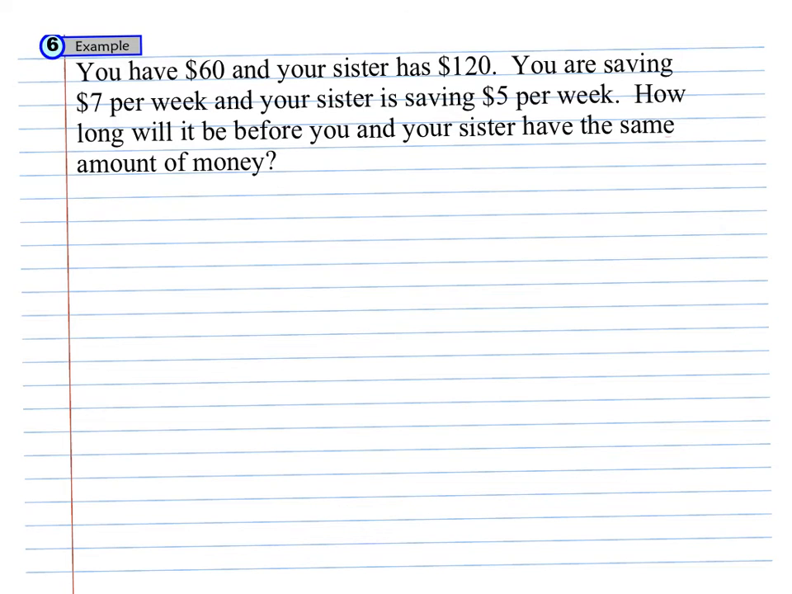Our last problem, it says you have $60 and your sister has $120. You are saving $7 per week. Your sister is saving $5 per week. How long will it be before you and your sister have the same amount of money? So they want to know when your money is equal to your sister's money. Okay, so we're going to start with your information. It says you have $60. So you have $60 and you are adding $7 a week.